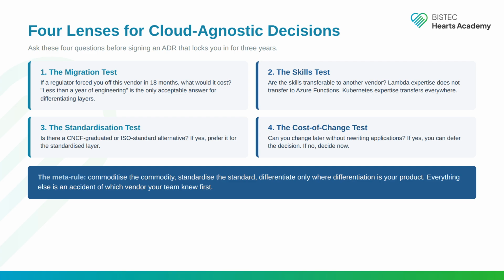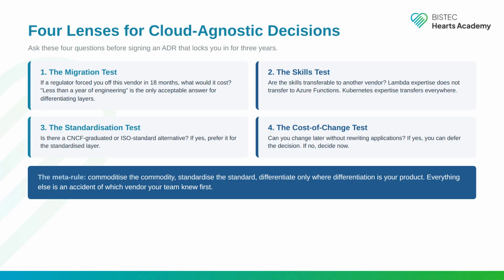Lens 4, the cost of change test. Can you change later without rewriting applications? If yes, you can defer the decision. If no, decide now. Most architectural debt comes from decisions that were deferred past the point where they were cheap to change. The meta rule: commoditize the commodity, standardize the standard.